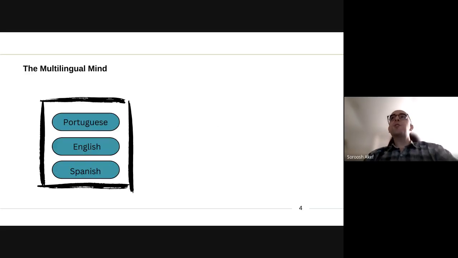So there used to be this assumption a while ago that the multilingual mind is something like this. You have Portuguese in one file, English in one file, and Spanish in another file. And when you try to converse in a language, you do not take any information from the other language. So the languages do not overlap in any way.